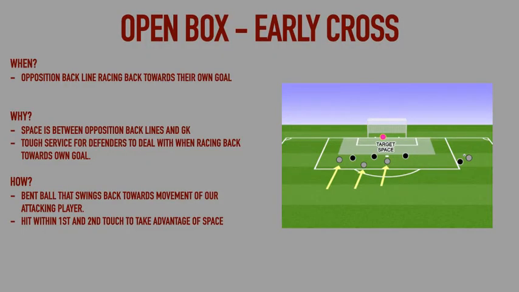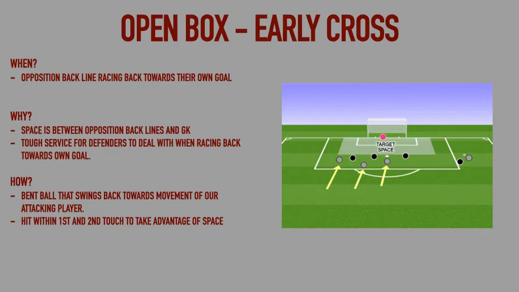So we'll look at the first one. When we talk about an open box, it's more about where's the space. So when the opposition backline is racing back towards their own goal, that's the cue. We've got them facing their own goal running back. Why do we want this service? Because where's the space? It always comes back to where the space is.